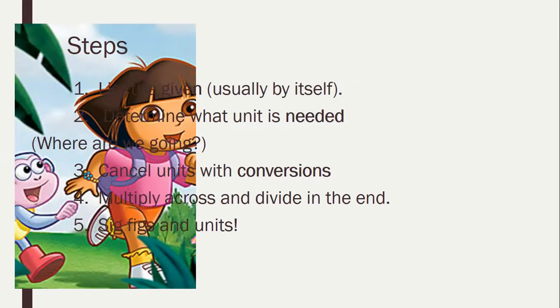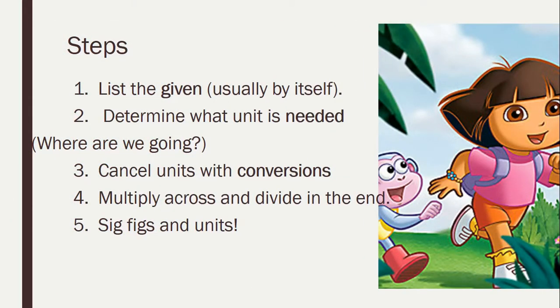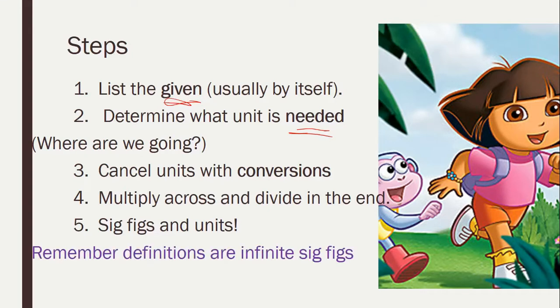So we talked about Dora, and Dora is always going somewhere and starting somewhere. So we have to start somewhere with the given, and we have to go somewhere, which is what is needed. And we'll cancel the units with conversions. And the best way to look at this is an example.